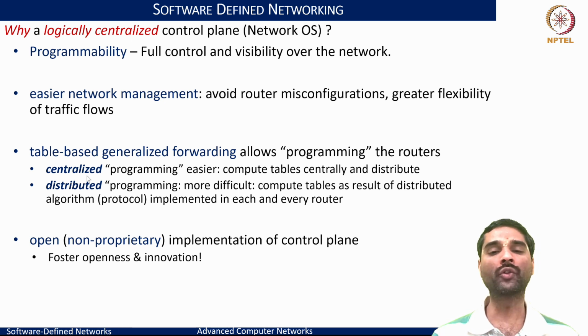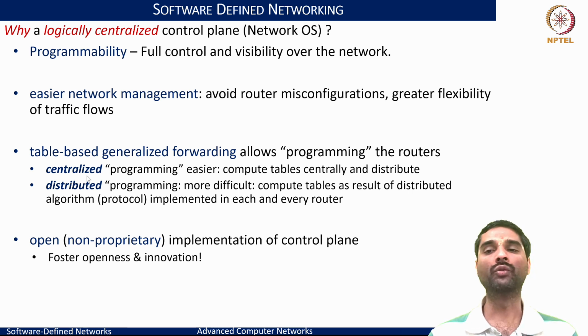So, based on the source and destination IP combinations, based on the port or the protocol combinations, we can choose to have different paths that can be used for the same set of flows originating from the same source and ending at the same destination. So, this gives a lot of greater flexibility for us to manage the traffic flows.